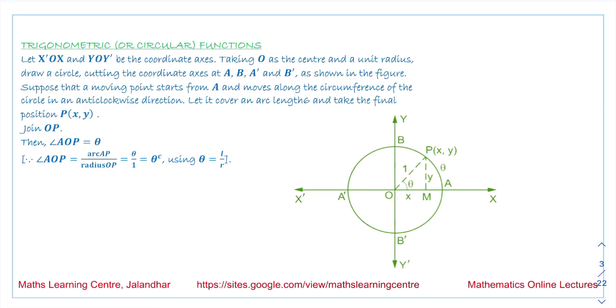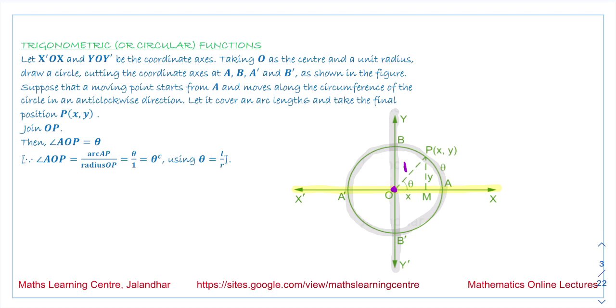So let us consider the two coordinate axes. This is our x-axis and this is our y-axis. We have drawn a circle whose radius is 1 unit by taking O as the center. This is the circle we are talking about. This is the circle we have drawn by taking O as the center and radius equal to 1 unit.